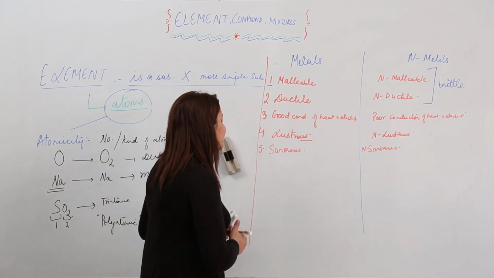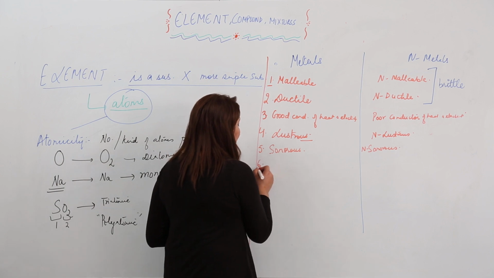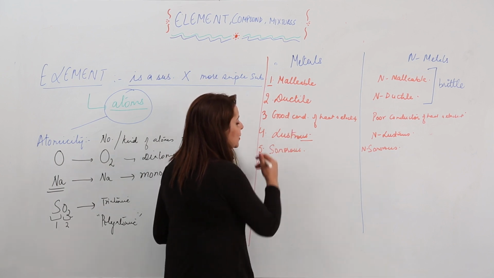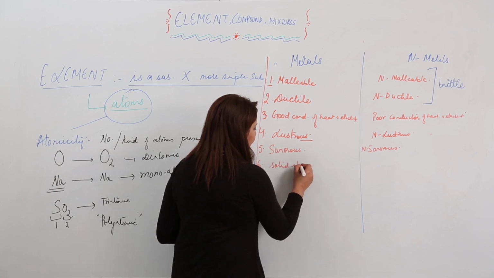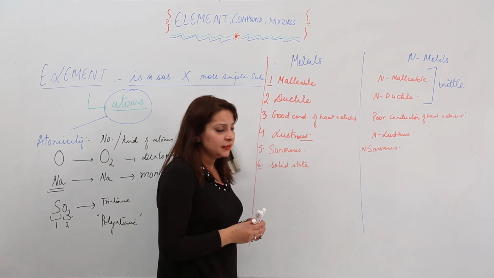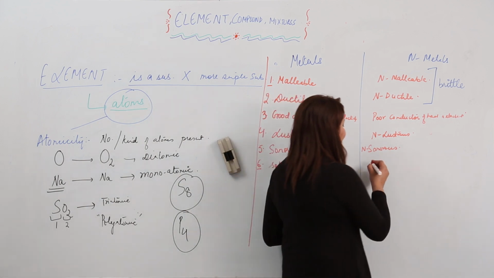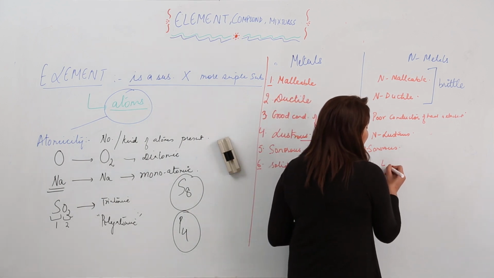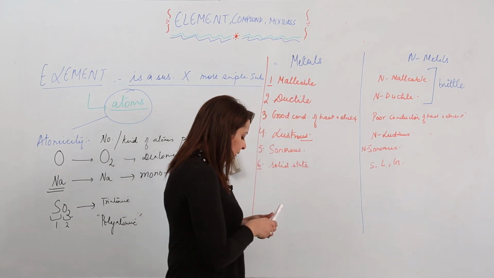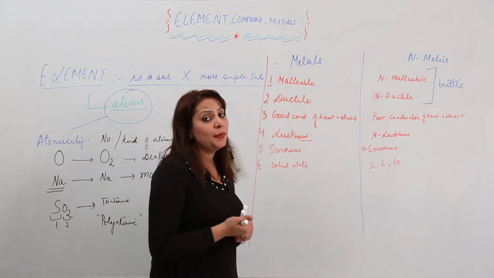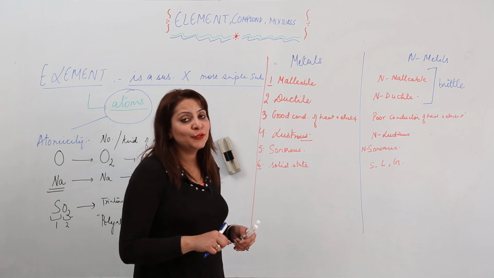The next property we are taking into consideration is how they exist. We have seen that metals usually exist in a solid state, generally, right? And non-metals exist in any of three states. They can be solid, they can be liquid, they can be gas, right? And if they are solid, that means the particles are tightly packed, so obviously it is going to be hard.